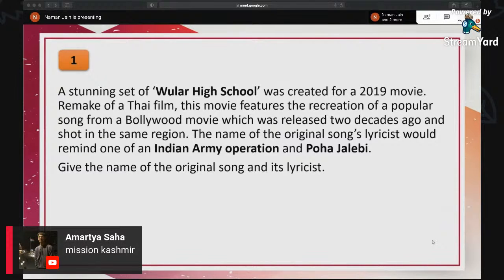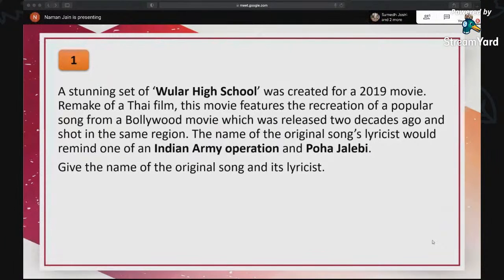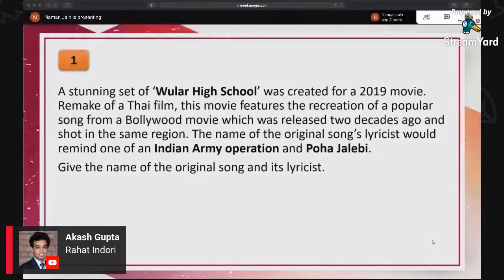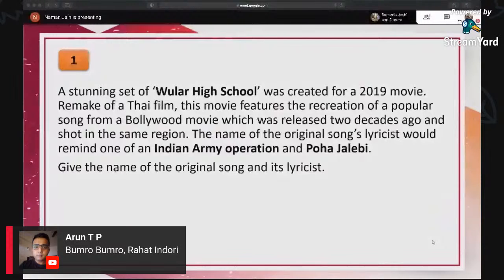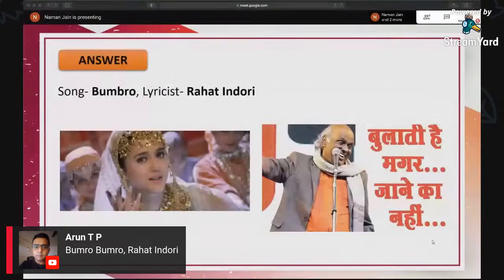Question number 1. Any guesses, guys? Mission Kashmir. Amartya, I need a song. Akash, Rahat Indori is correct for the lyricist. Arun Abbas says Bumro. Yeah, Bumro is the song and the lyricist is Rahat Indori. Well cracked, Arun Abbas, and 0.5 to Akash for Rahat Indori.